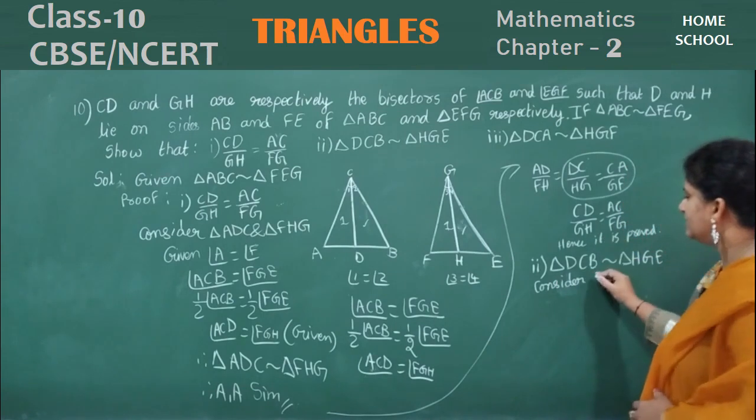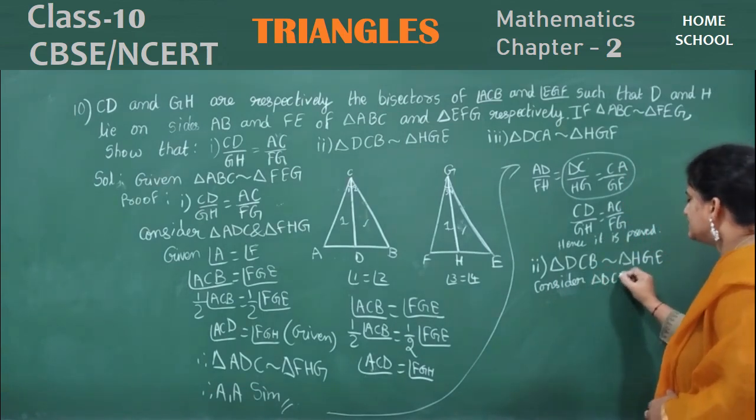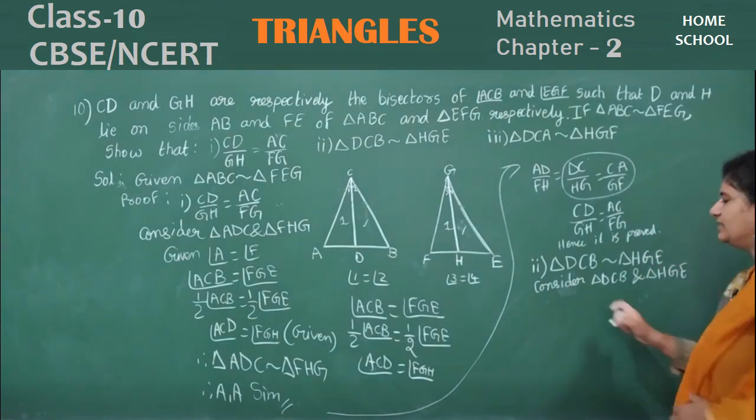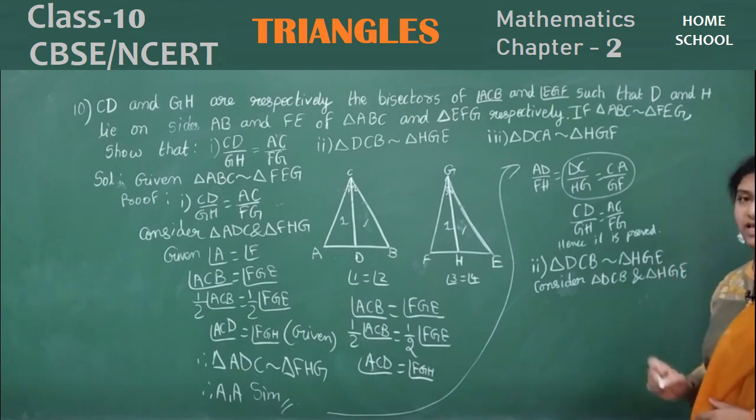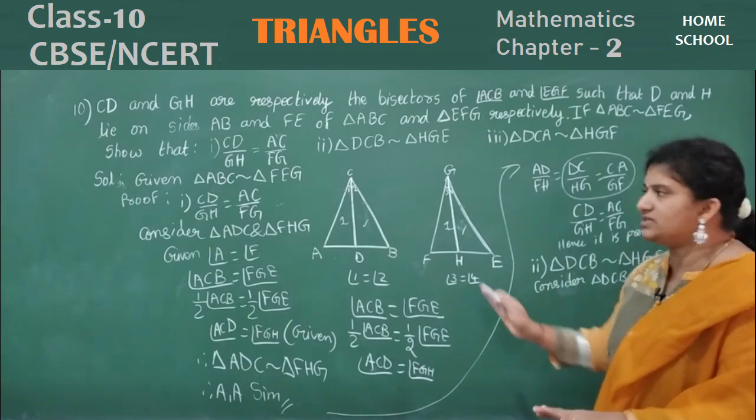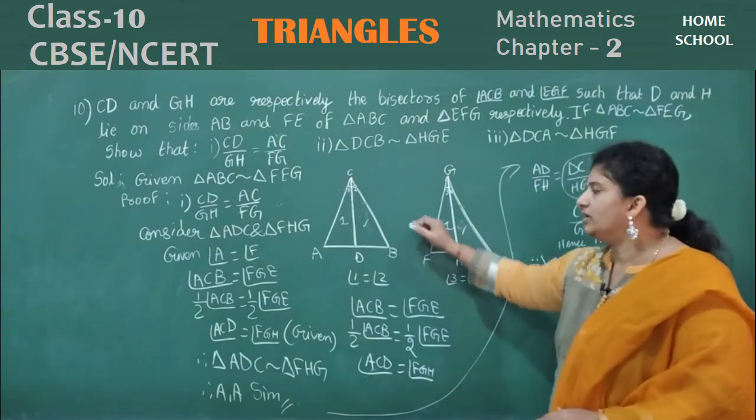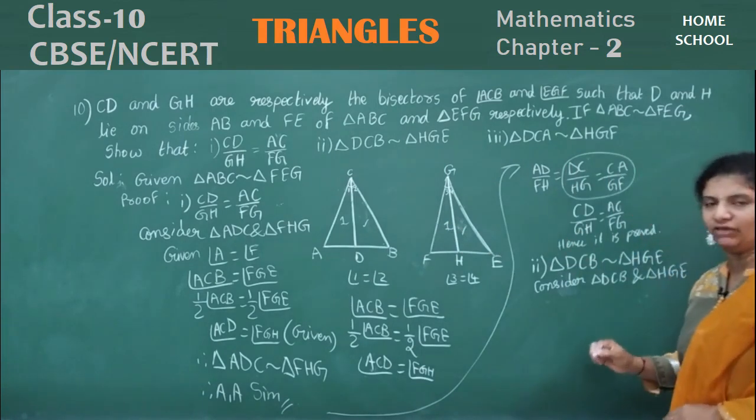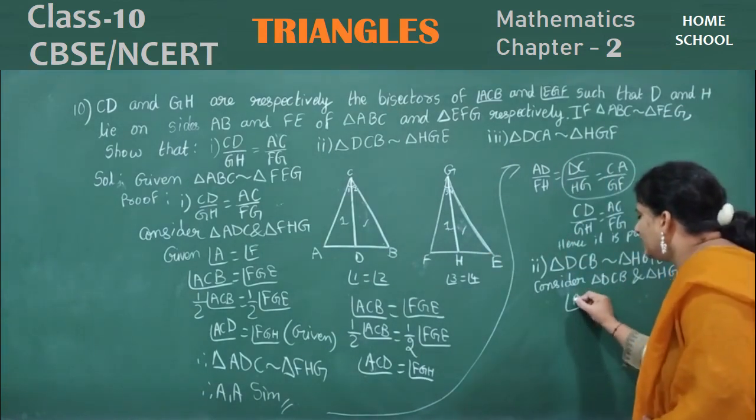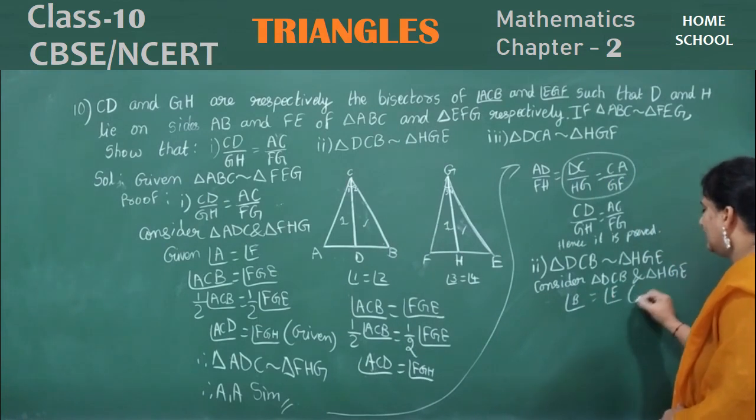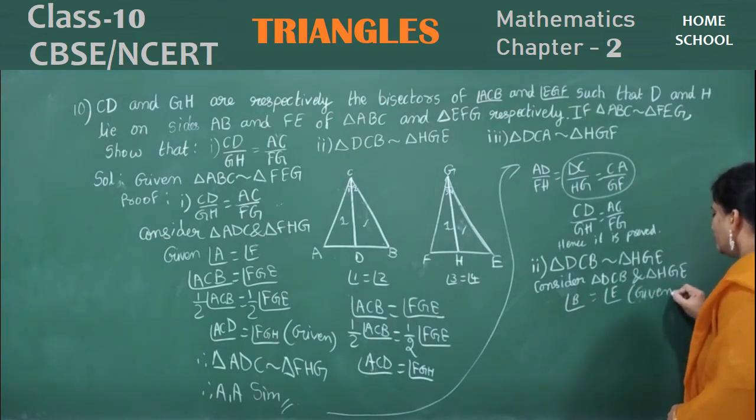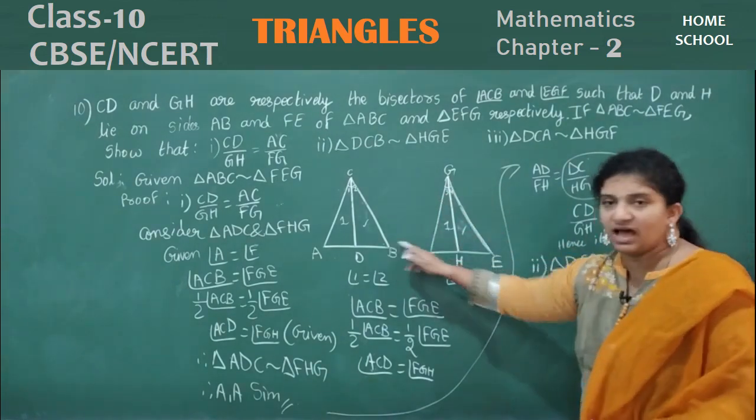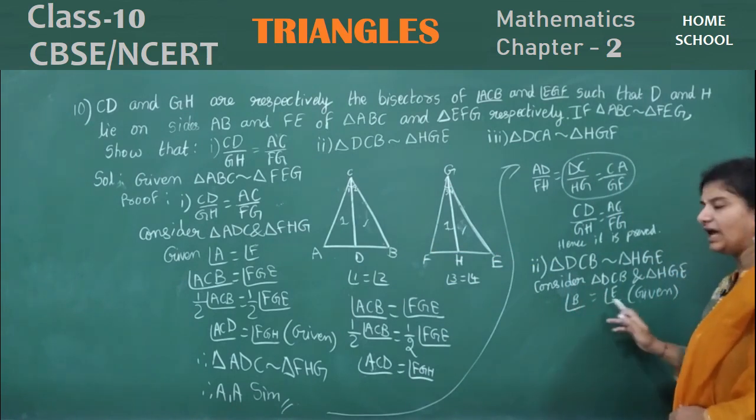consider the triangle DCB and triangle HGE. DCB and HGE. So same manner, no change. Now this side triangle you are trying to compare. So that is angle B is equal to angle E. Why? Given. Angle B is equal to angle E. How are we saying this? Given the two big triangles are similar. If they are similar, corresponding angles are equal. According to that, I have equated.